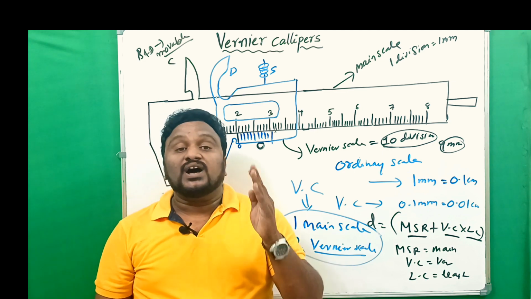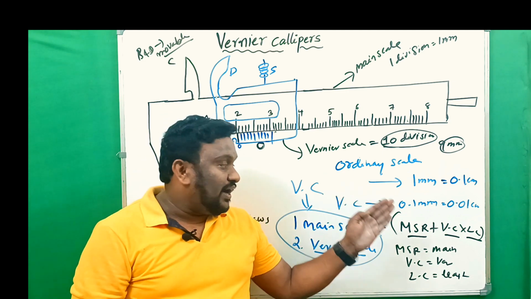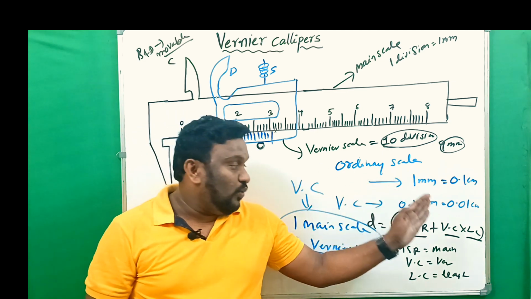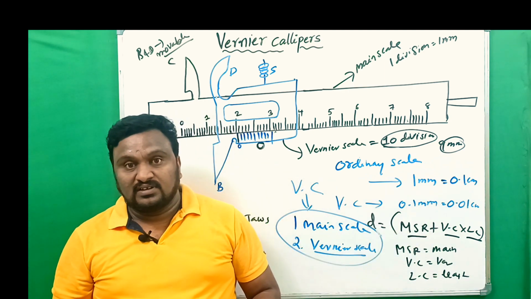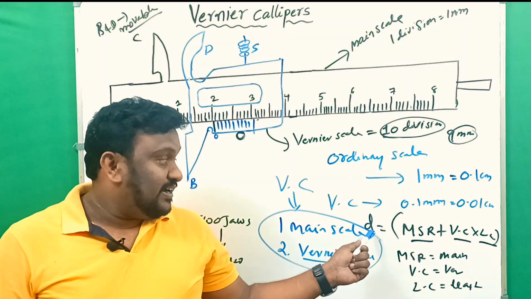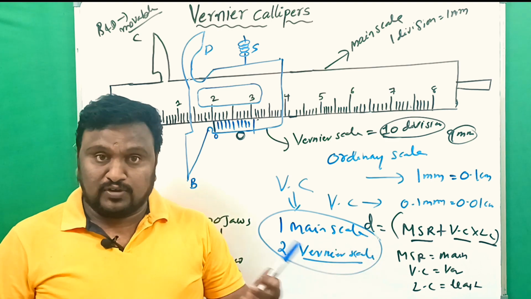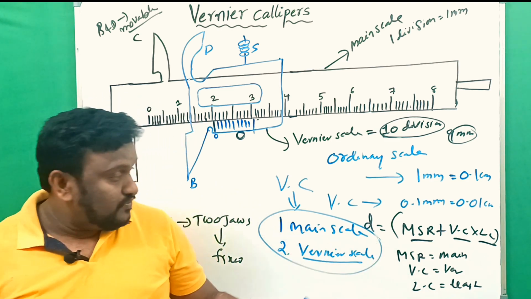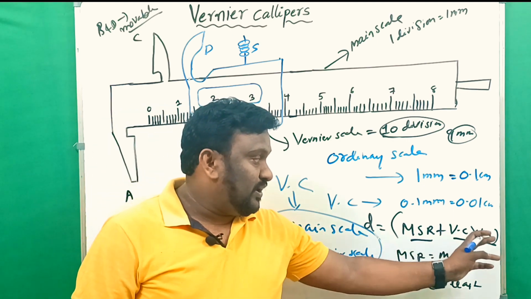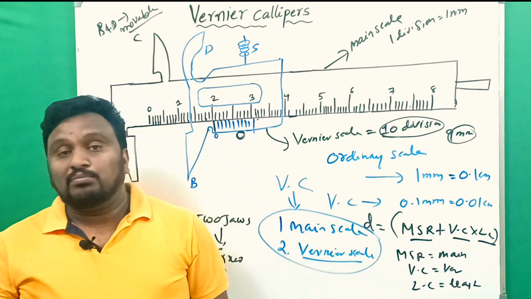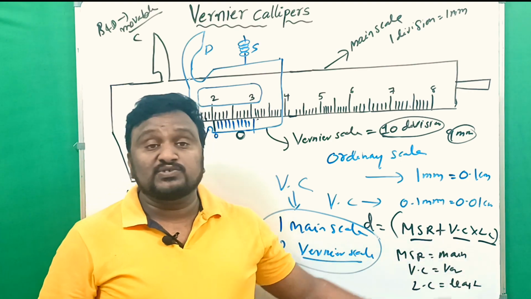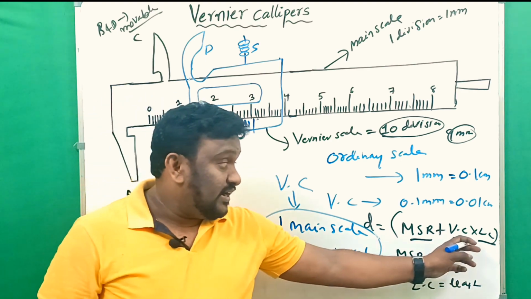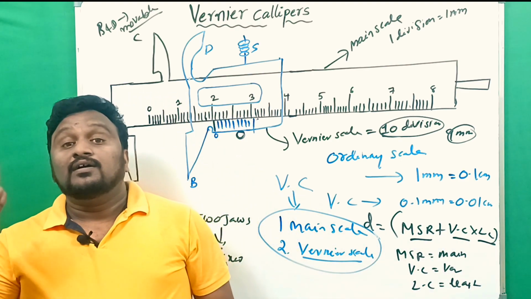Now the question is how we can take the MSR, how we can take the VC, and how we can take the LC. Let's go for that. If you take diameter or length, the reading should be measured in terms of MSR plus VC into LC. MSR means main scale reading, VC is vernier coincidence, and LC means least count.